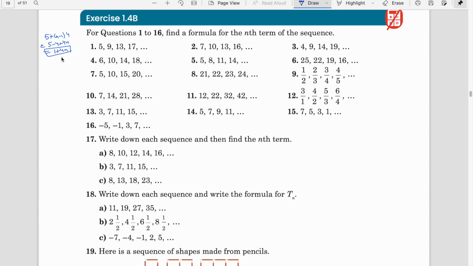Now we plug in 2. 4 2 times is 8. 8 plus 1 is 9. So this is correct. Try for this question number 3. Solve it and let me know what the formula is.